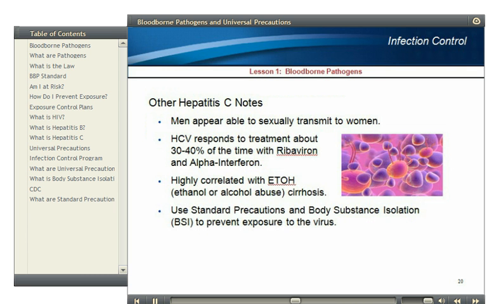Other hepatitis C notes. Men appear able to sexually transmit to women. HCV responds to treatment about 30 to 40% of the time with ribavirin and alpha interferon. Highly correlated with ETOH, ethanol or alcohol abuse cirrhosis. Use standard precautions in body substance isolation, BSI, to prevent exposure to the virus.